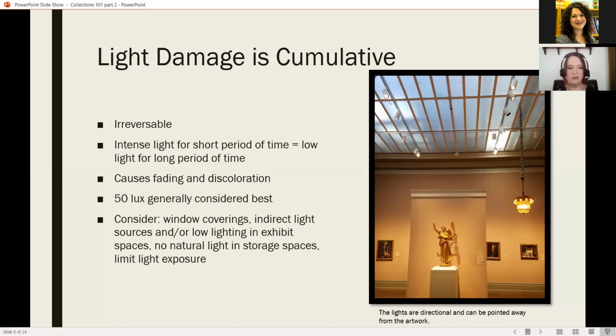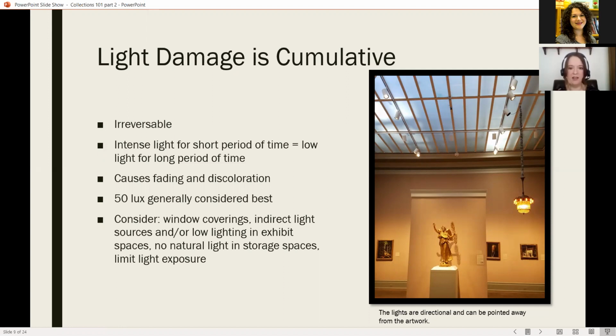Light damage is irreversible. Intense light for a short period of time can be as damaging as low light for a long period of time. I hope I said that right. Intense light for a short period is almost as damaging as low light for a long period. Yeah, I said that right. Light damage can take the form of fading and discoloration. Have you ever seen a really old document that's been sitting out for a long period of time? It tends to look really dark around the edges and crusty. It kind of looks like you left it in a fire for a hot second.